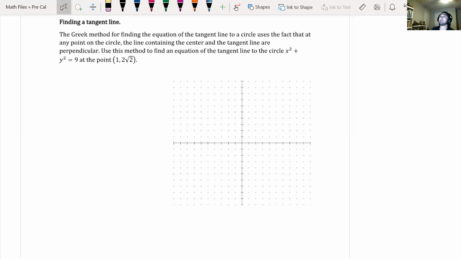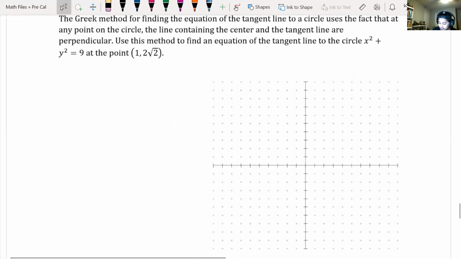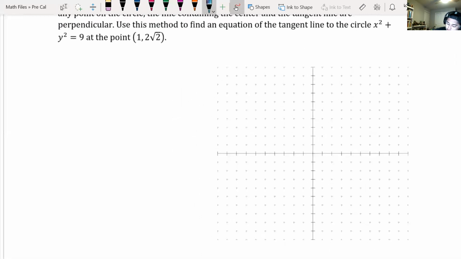First things first, let's graph our circle. It's x squared plus y squared equals 9. Is it saying 1, 2 square root of 2 is the tangent point? No, that's not the center. That is a point on the circle, just a random point on the circle. Exactly, and at this point we are going to find the tangent line.